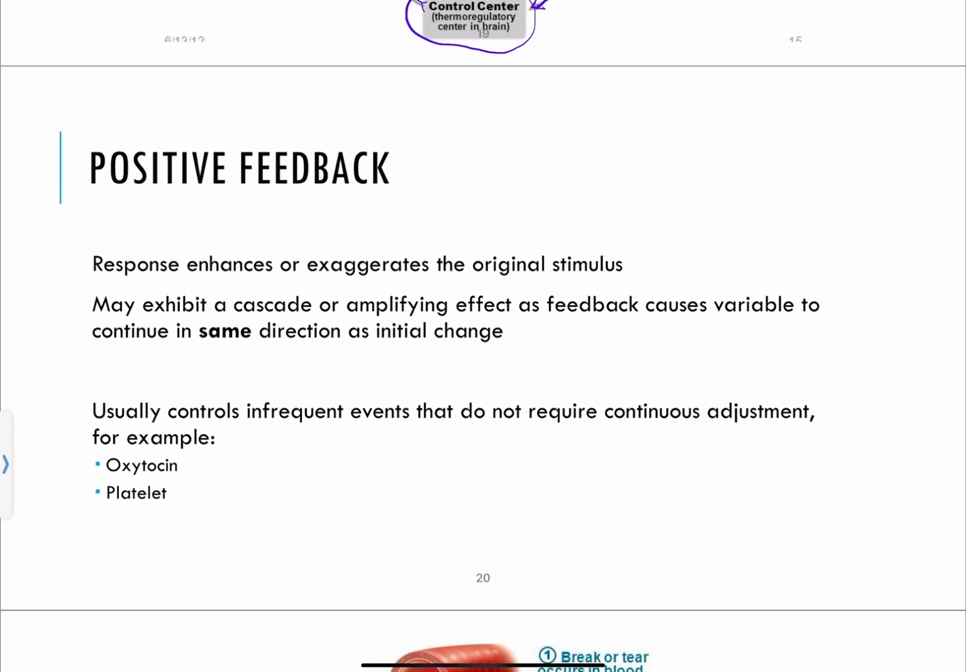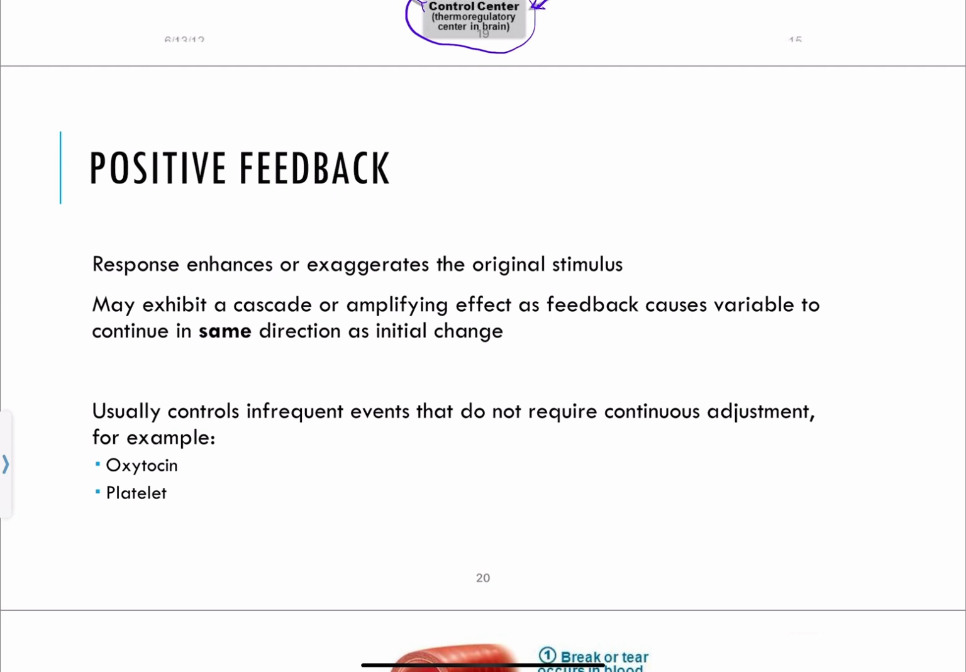So once oxytocin intensifies labor contractions, they actually cause more oxytocin to be released, which causes more contractions in itself. So that's one example of positive feedback. Another one is blood clotting.